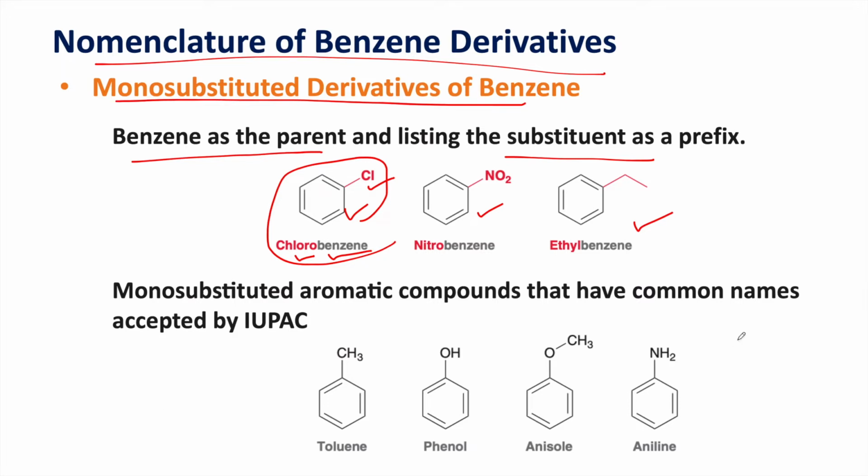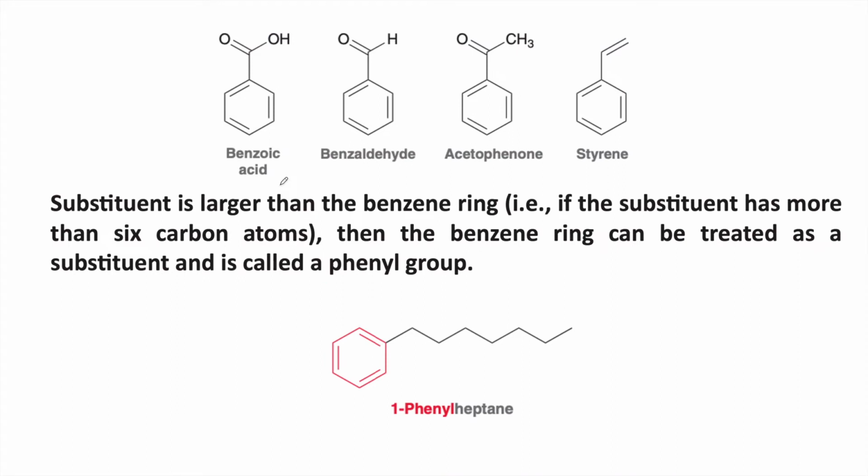Sometimes we take a common name as the IUPAC name. A common name is acceptable in IUPAC name. So this is toluene, phenol, anisole, aniline. These are common names, but they are acceptable in IUPAC names. This is benzoic acid, benzaldehyde, acetophenone, and styrene. These are all acceptable in IUPAC names.